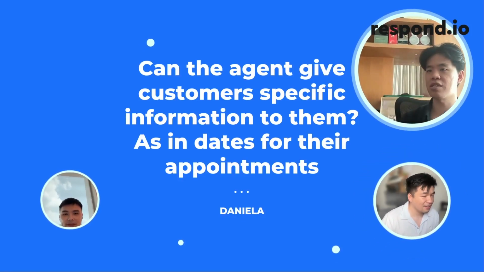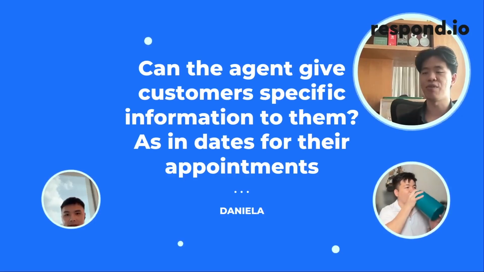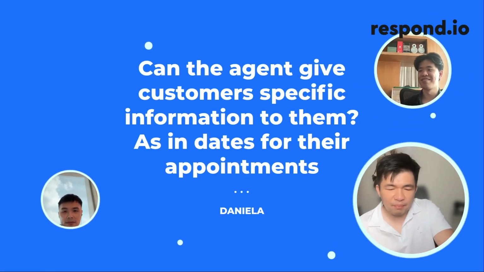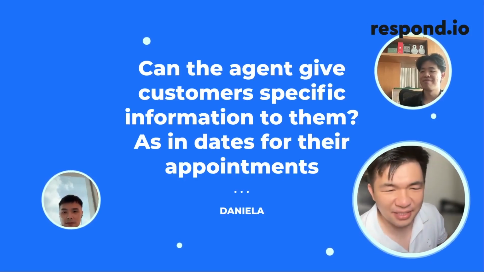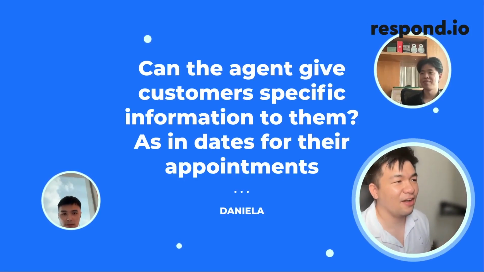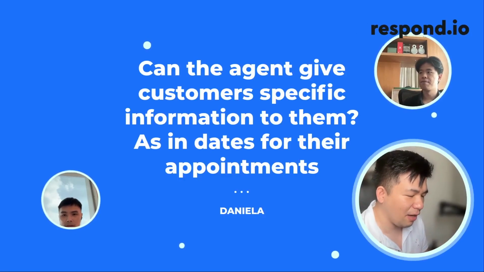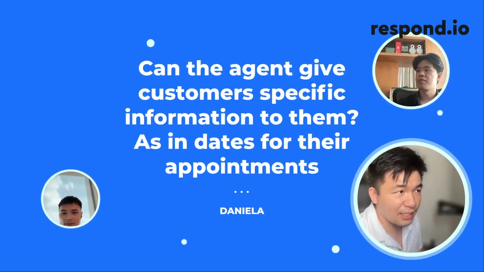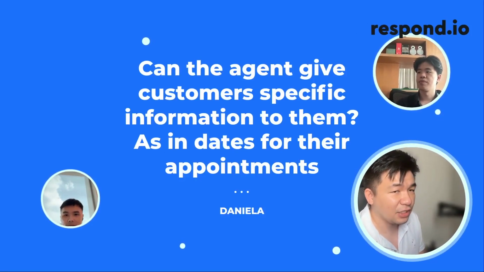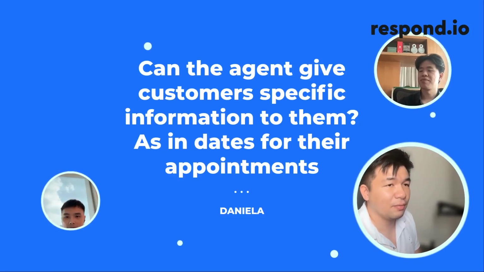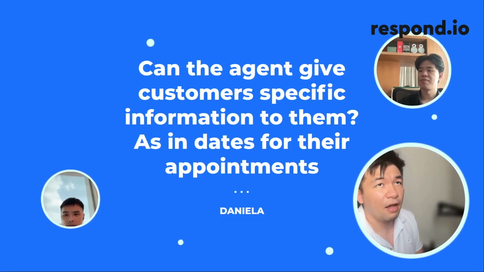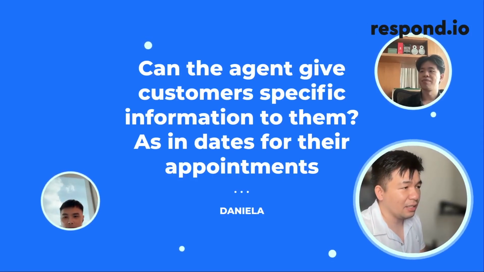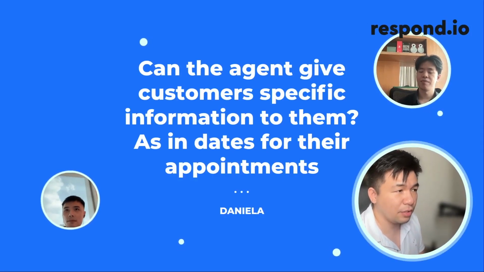Can the agent give customer specific information to them, as in dates for their appointments? Yes, as long as, again, I think so what was shown just now, right, is so when it comes to HTTP requests, as long as that action or that HTTP request gets, or what usually I will call it as, list availability, right? AI will be able to get the dates, time slots, so on and so forth.